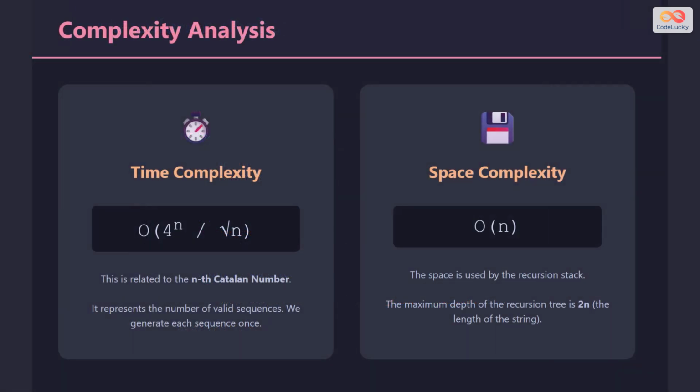Regarding efficiency, the time complexity is related to the nth Catalan number, which is roughly 4 to the power of n divided by the square root of n. This is much better than the brute force exponential time. The space complexity is proportional to n, which is the depth of our recursion stack.